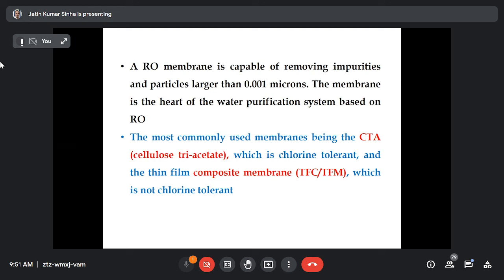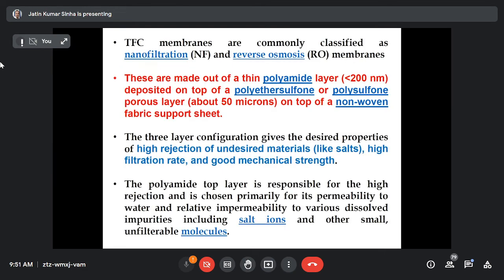These are cellulose triacetate. Okay, some of them are also composite membranes, and they are also chlorine tolerant. But if you see the advanced semi-permeable membranes, they are based on nanotechnology. TFC membranes are commonly classified as nanofiltration or reverse osmosis membranes, and these are typically made from polyamide layers which are less than 200 nanometers.